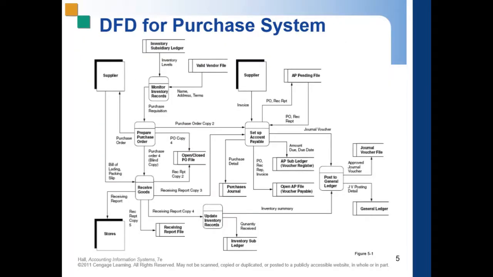So let's start with our purchase processing procedure. So we have here the data flow diagram for the purchase system. Now, purchase procedures include the tasks involved in identifying inventory, placing the order, receiving the inventory, and recognizing the liability, which I will explain later on.